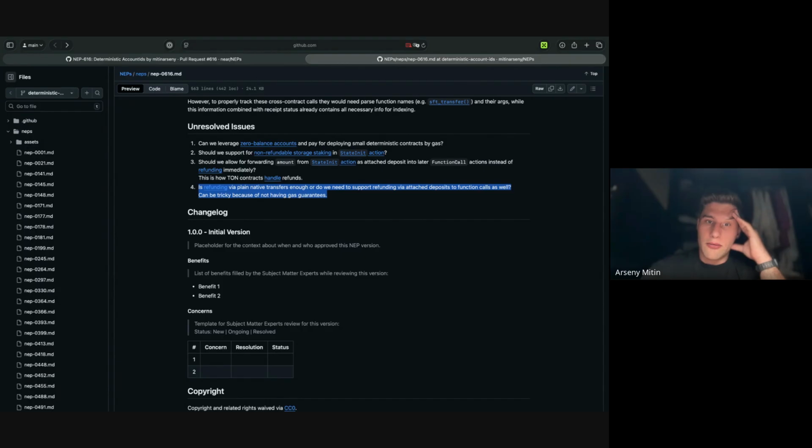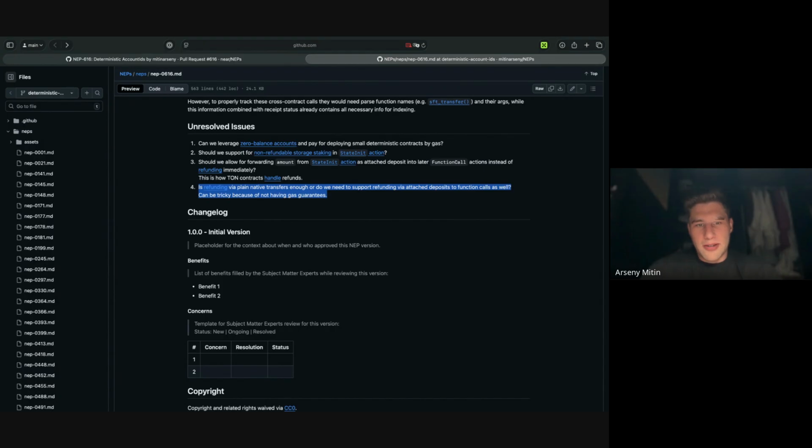Cool. So I'll remove some of these issues, but if we go one by one, did we answer all of them? Like the zero balance accounts, I get it. If the account is less than 770 bytes, then it's a zero balance account. All right. So non-refundable storage staking, we don't do anything about it, right? Because it was never implemented, I think. Yeah.